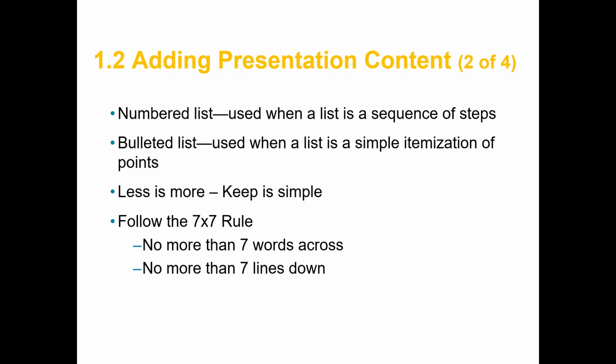and adding key concepts. There is a simple rule that you should follow when creating your informational slides, which is called the 7x7 rule. This means no more than 7 words across for each bullet, and no more than 7 lines down on each slide.